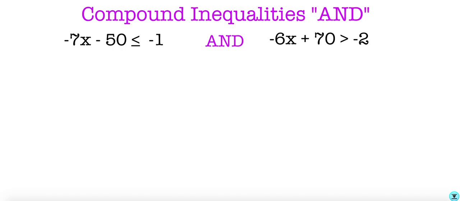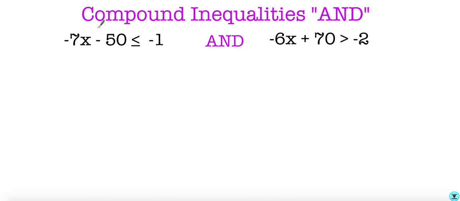Hello, mathematicians. Today we're going to be learning about compound inequalities using an AND statement. When we use the AND statement, it means that our x value has to be true for this inequality and this inequality. So let's start off by isolating x in both of our inequalities.